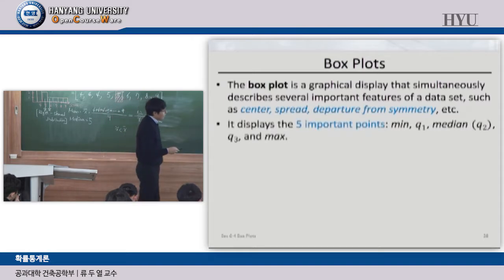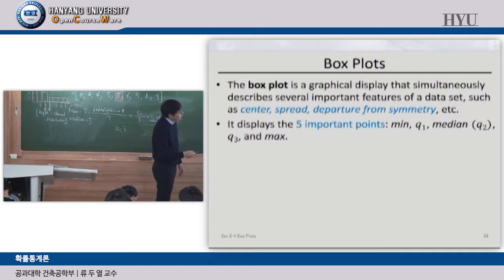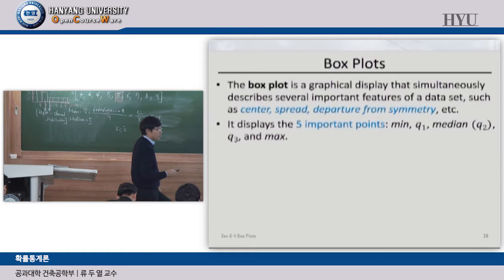And it displays the 5 important points. The first one is the minimum value. The second one is the first quartile, Q1. And the third one is the second quartile, or the median. And the fourth one is Q3, the third quartile. And the last one is the maximum value. So the box plot includes these 5 important points.